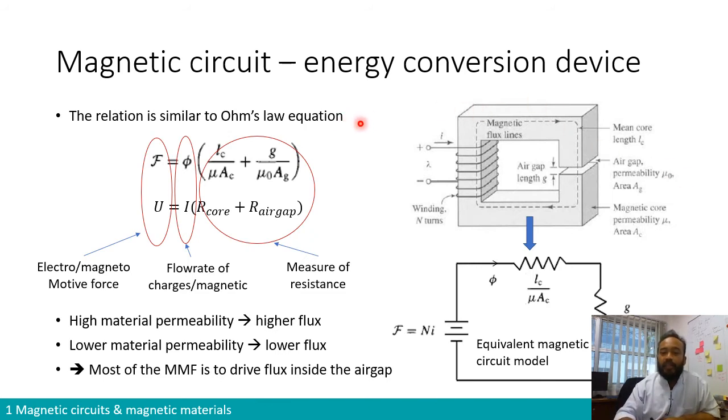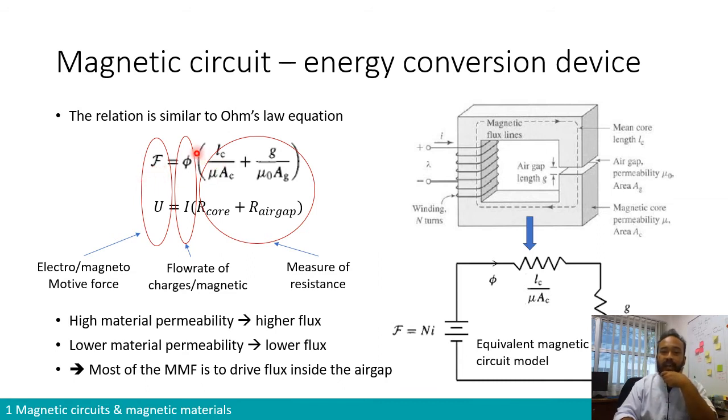Okay. So now we have looked at it. It is very similar. If we write them side by side, we find that MMF is similar to the EMF in electrical. It is either electromotive or magnetomotive force. It's basically the same thing, because magnetism and electricity are basically just two sides of the same coin. If you have electricity, then you have magnetism. Electromotive force is the force that you need to push charges through the conductor. Magnetomotive force is the force that you need to push the magnetic flux to circulate inside the core.